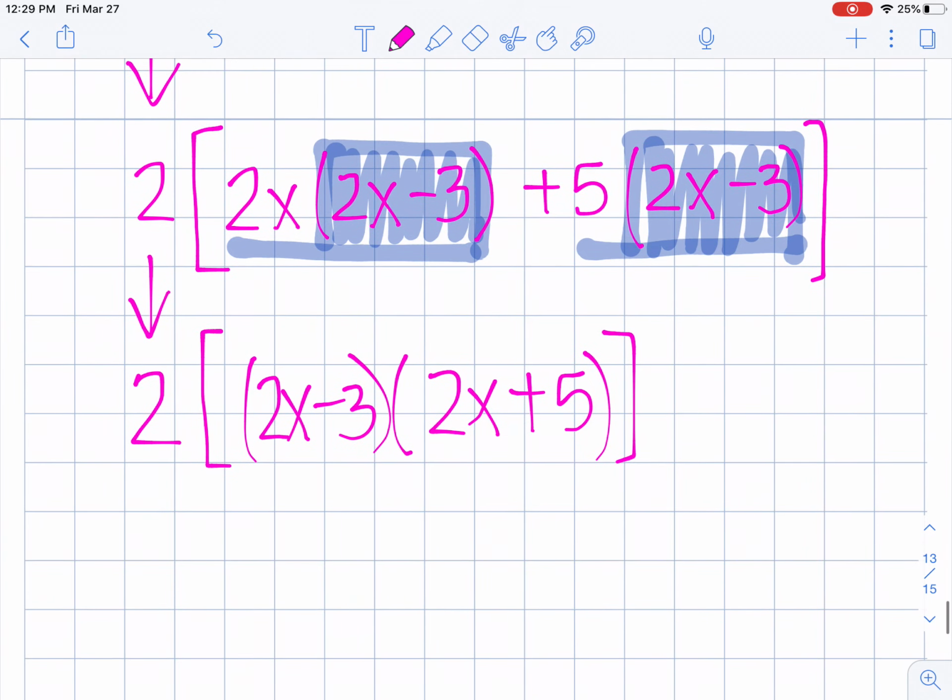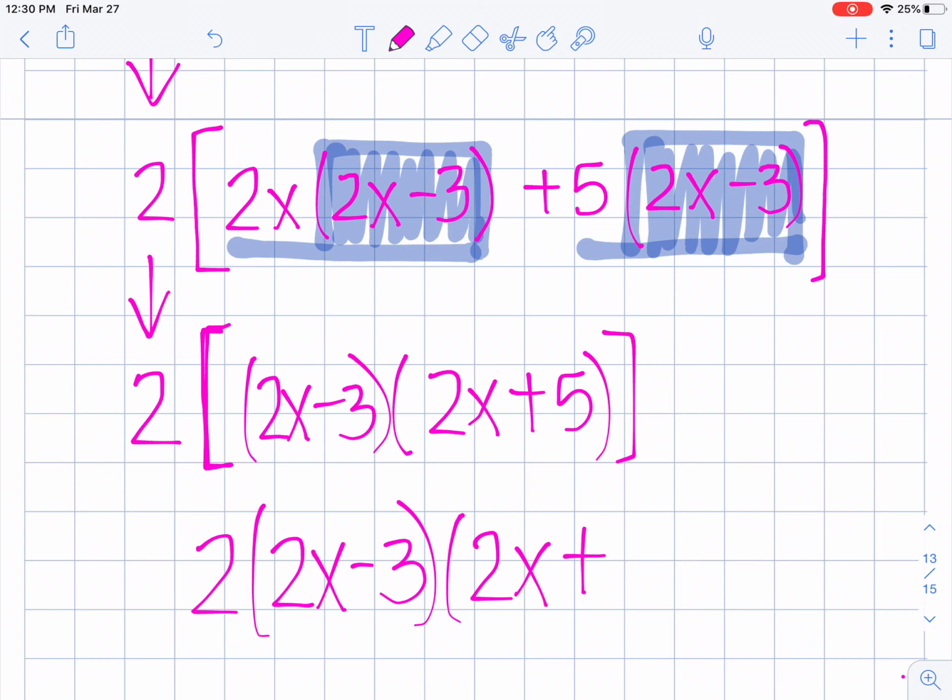So for my final answer, I can drop these big brackets, because now I'm just multiplying everything, and it doesn't matter the order in which you multiply stuff. So my final answer is 2 times 2x minus 3 times 2x plus 5. Final answer.